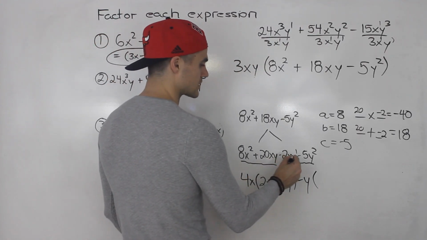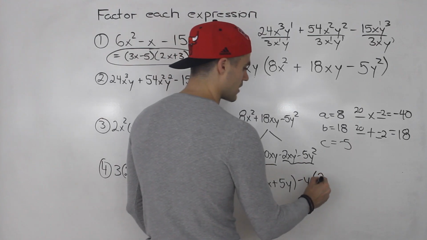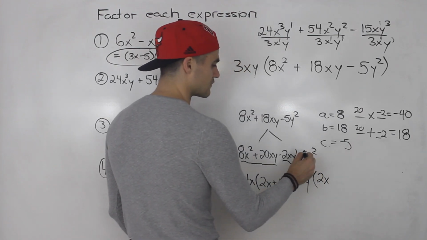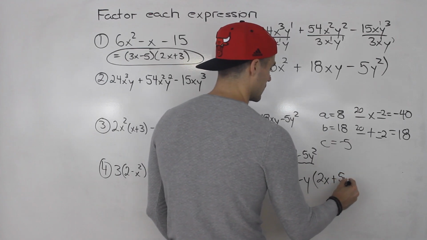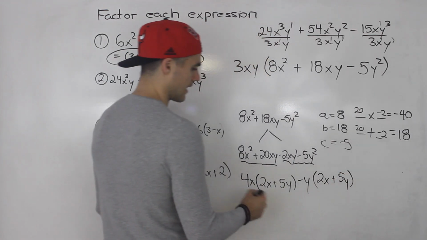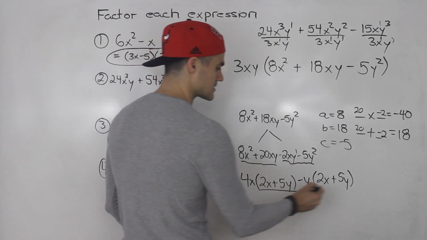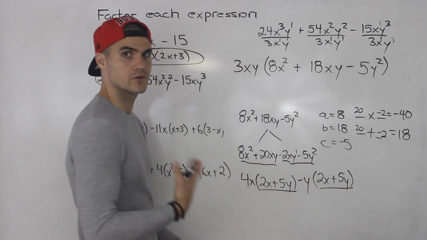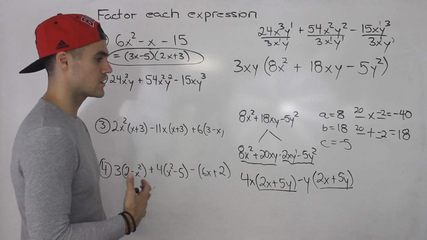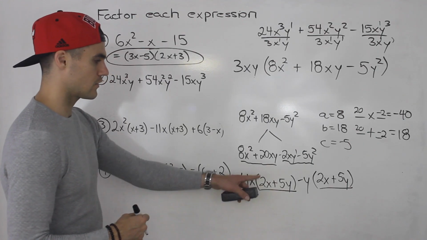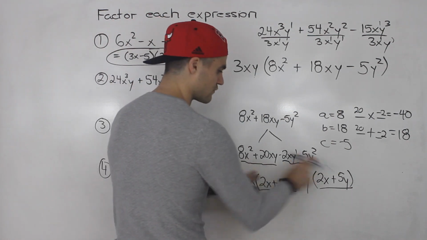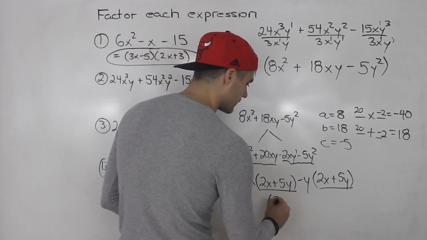So negative 2xy divided by negative y gives us positive 2x. Then negative 5y squared divided by negative y gives us positive 5y. And once you get to this step, remember this bracket and this bracket, they should always be the same. If they're not the same, then you know you did something wrong, right? And if they are the same, what you can do is factor out that bracket.